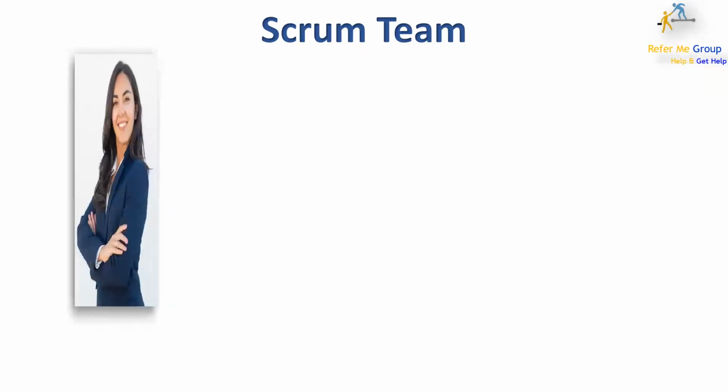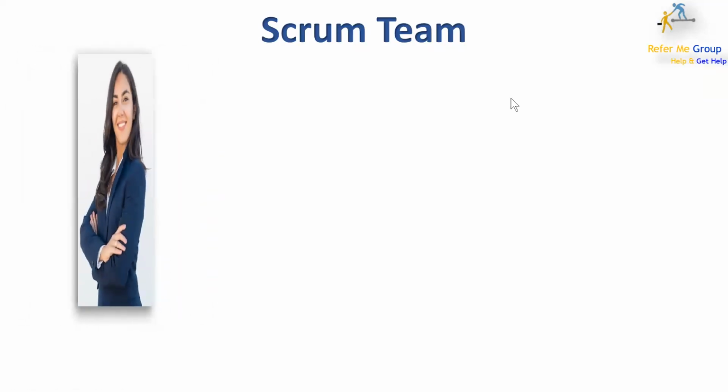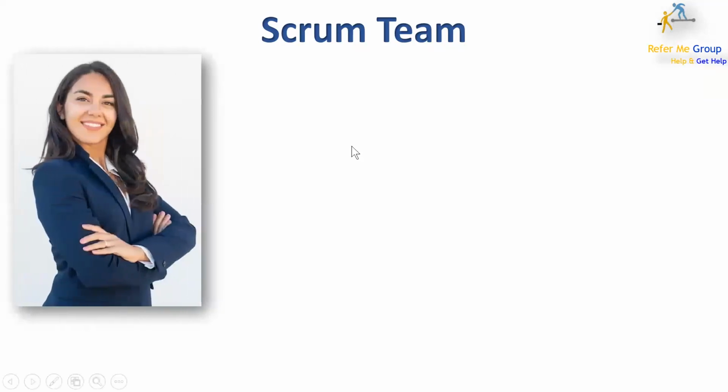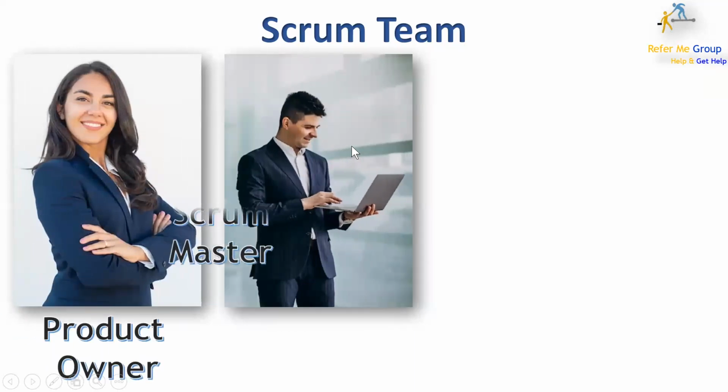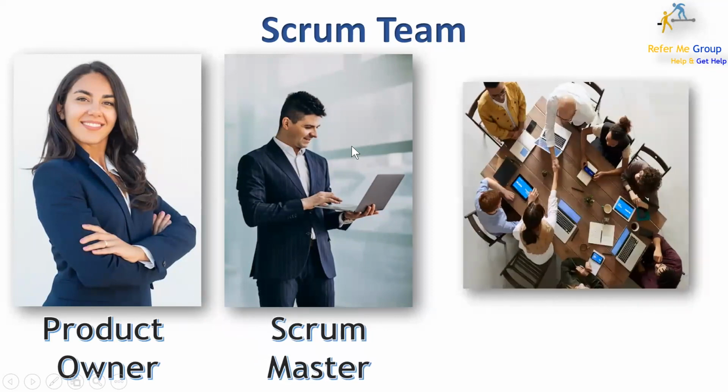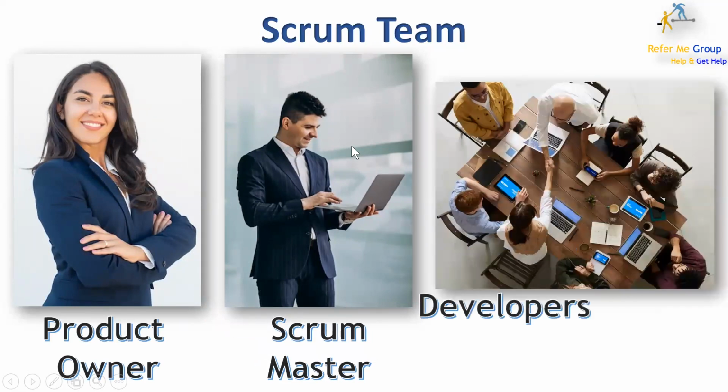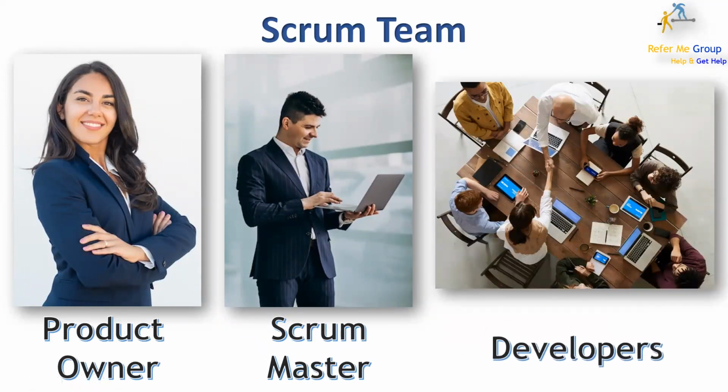Then let's talk about the roles which are there in your Scrum team. There is a product owner, there is a Scrum Master, and then there is a development team, or I should say developers. Developers doesn't mean that they are only developers. Your tester is also called a developer in your Scrum team. Your architect is also called a developer in your team.